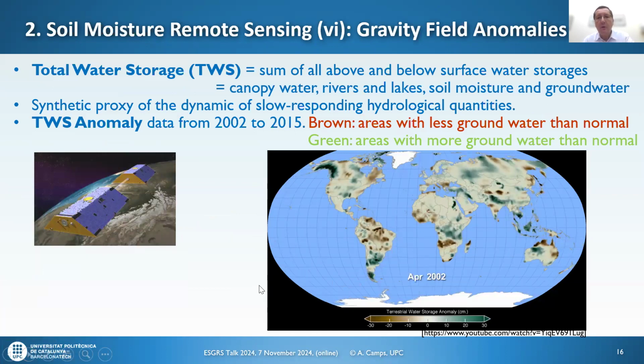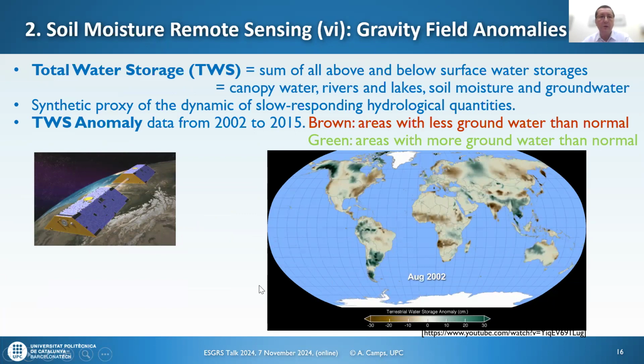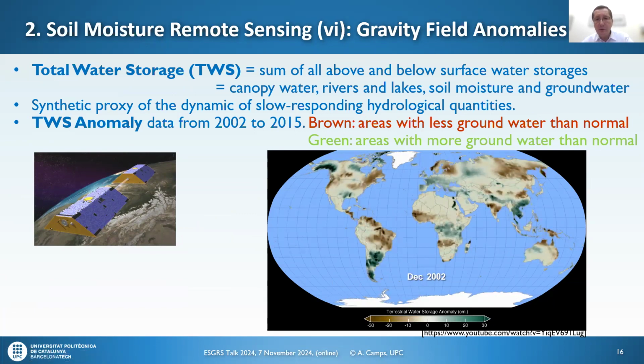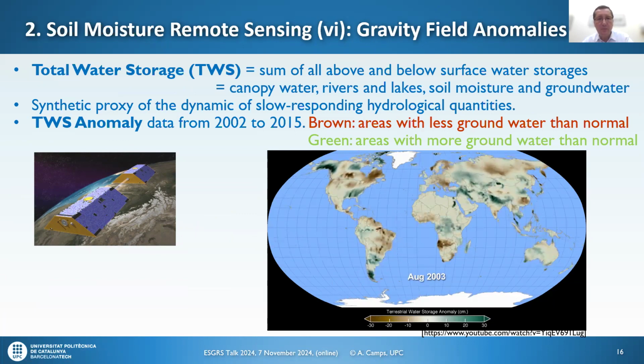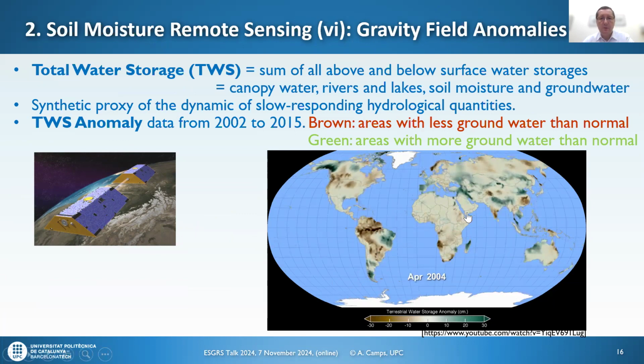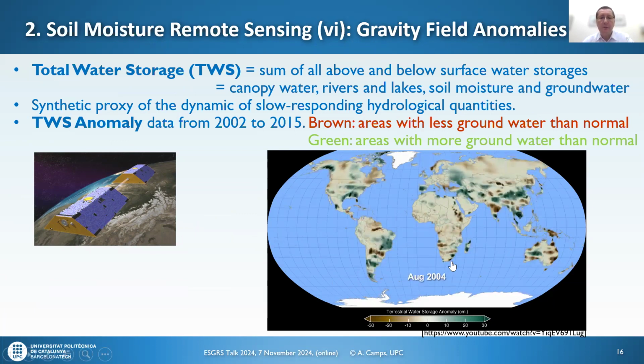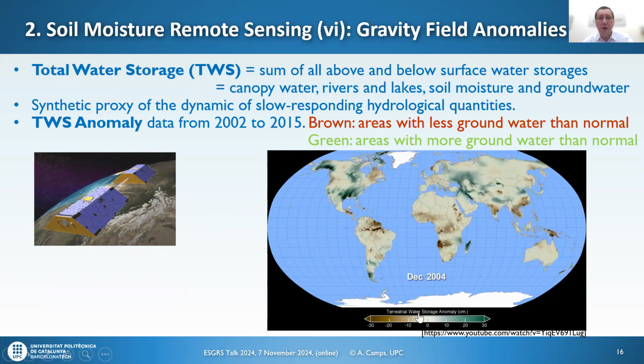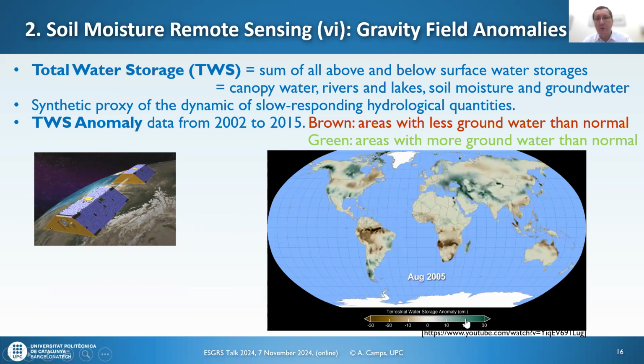There are other indirect ways, okay, to measure the amount of water. And this is really very subtle, okay? Changes, anomalies in the gravity field. So what you are seeing here are measures of the terrestrial water storage anomalies in centimeters of water.